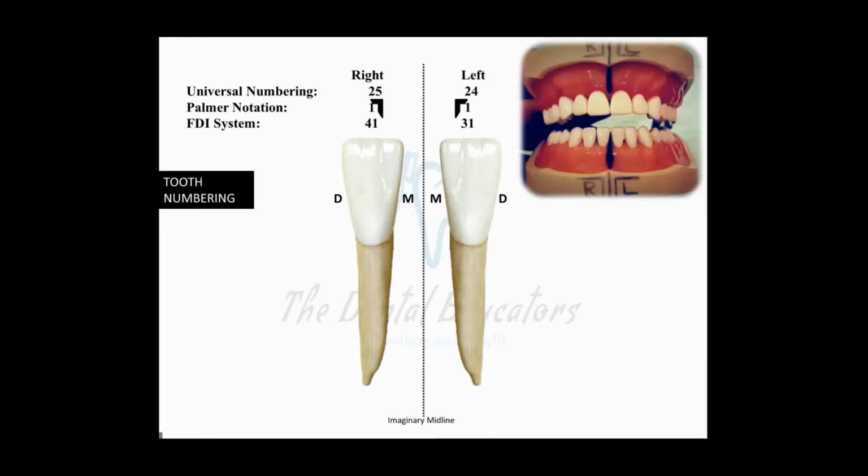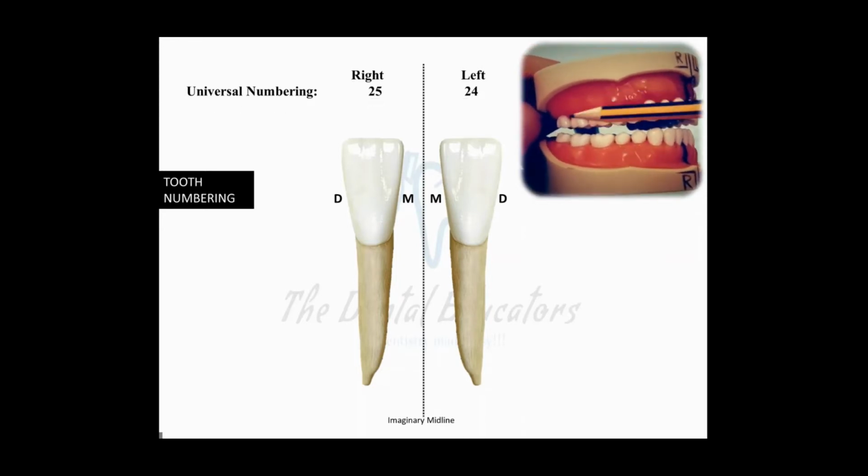So for the mandibular left central incisor, like this one, we will call it tooth number 24, whereas the tooth on the right hand side will be called tooth number 25. So if we go through this video demonstration, we can easily count the teeth as per the Universal numbering system.